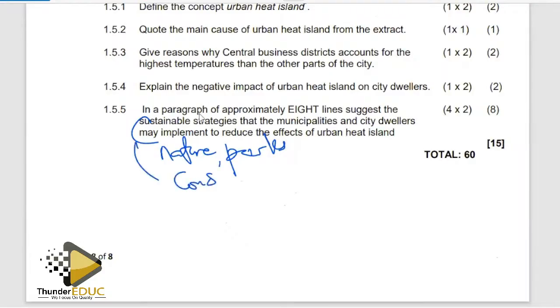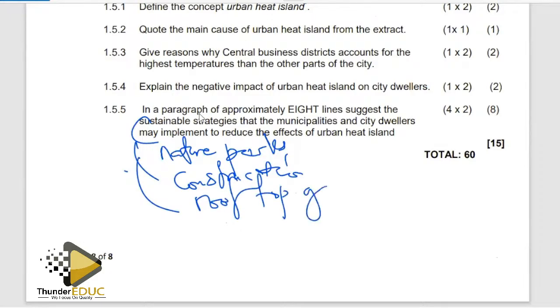Talk of construction material, we can look at alternatives like thatched roofs, which have got an effect of reducing the temperatures in the urban area. Talk of rooftop gardens, it can also assist in reducing the effect of urban heat islands. Right. So when you're looking at reducing the effect of urban heat islands, we are looking at measures that can be put in place to try and reduce the temperatures.